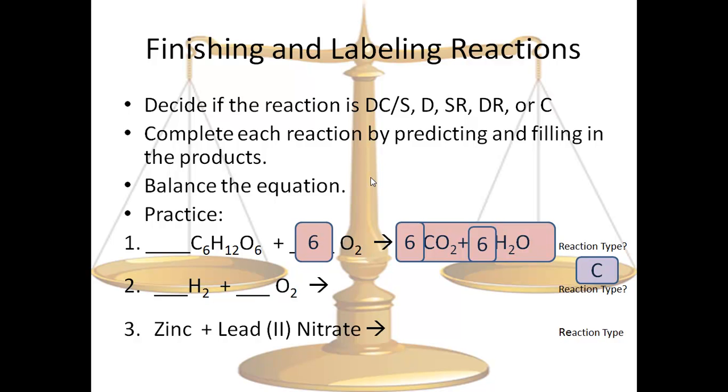18 O's on both sides. Tricky. So if I double check, 6 C's, check. 12 H's, 6 times 2, 12 H's, check. And then if I add up all my O's on the left, I have 6 plus 12, 18. And on the right, I have 12 plus 6, 18. Tricky one. Next one, H2 and O2.